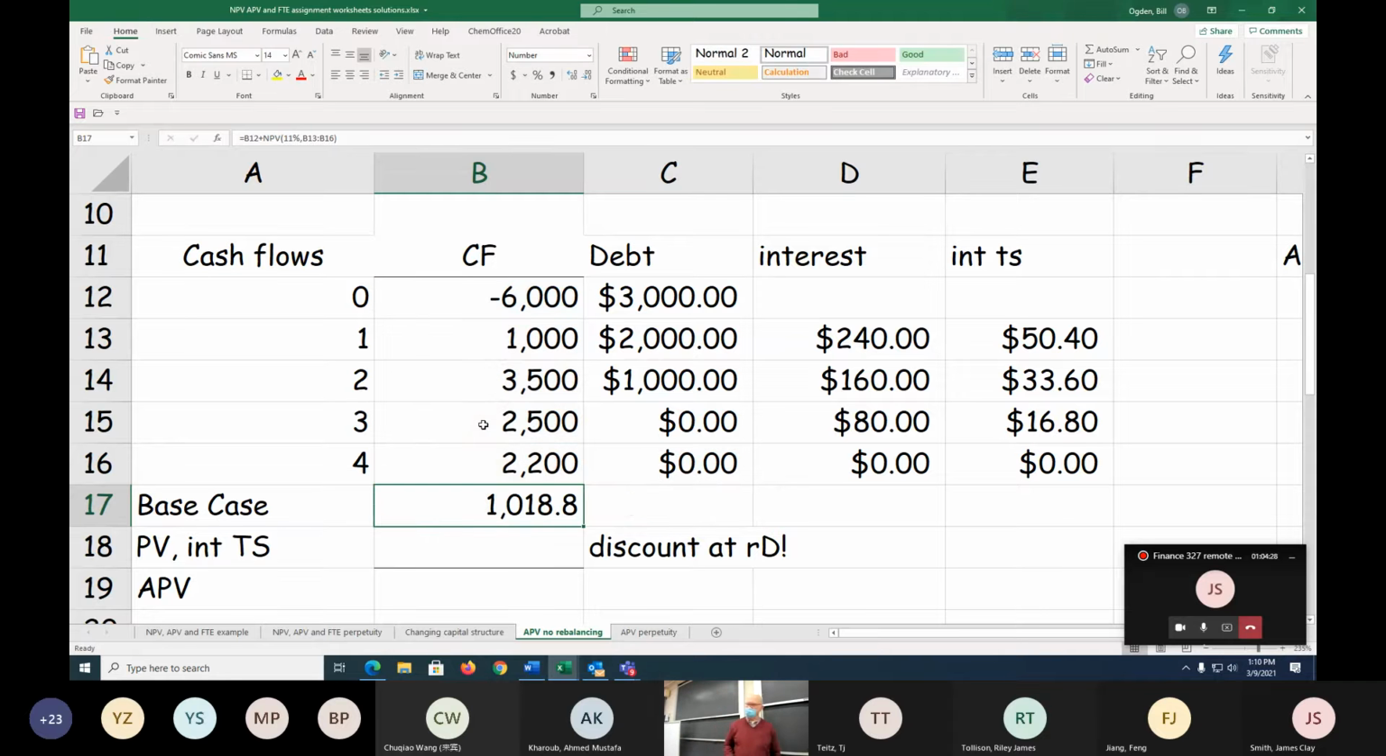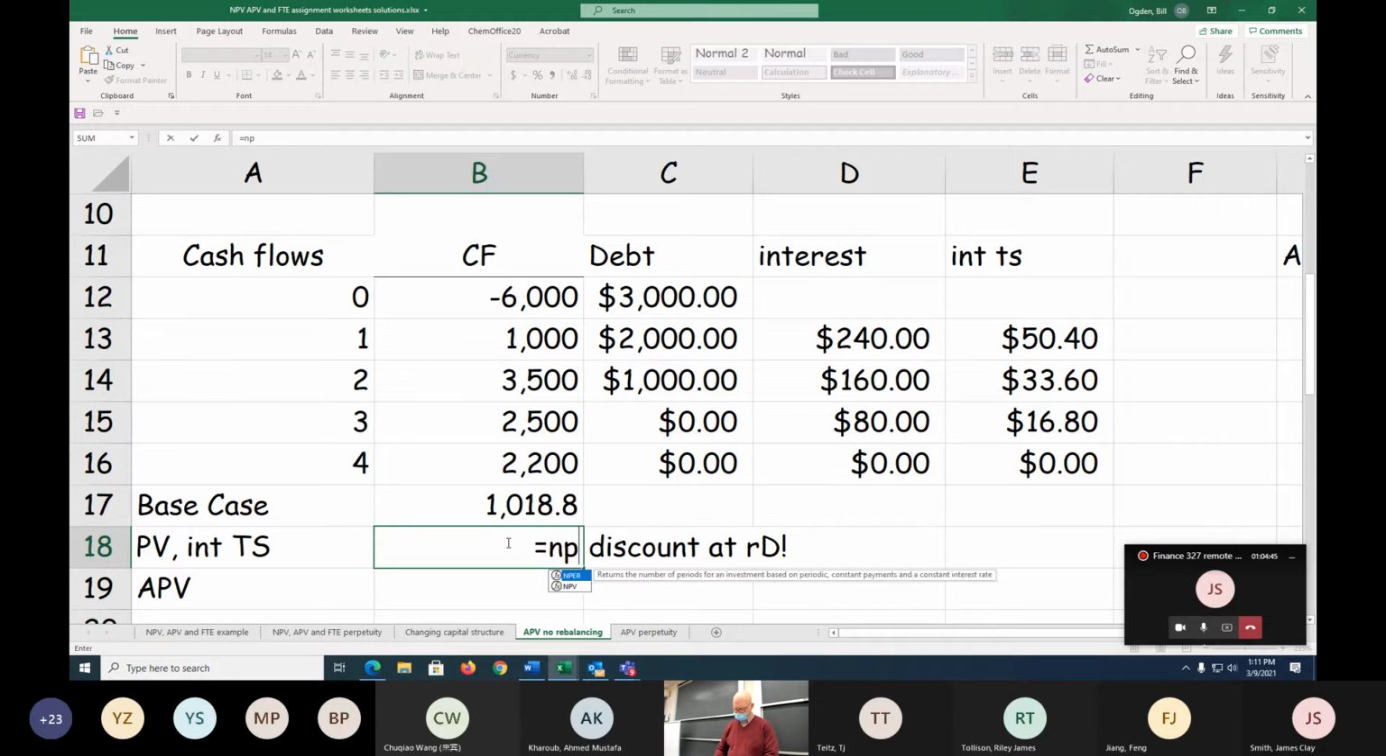All right, so what is this one more time? Would you fund this project if it were all equity financed? Yes. Okay, but it's worth more than this though, because we are using debt financing. We have these tax shields adding value. So let's discount the tax shields at RE, 8%.